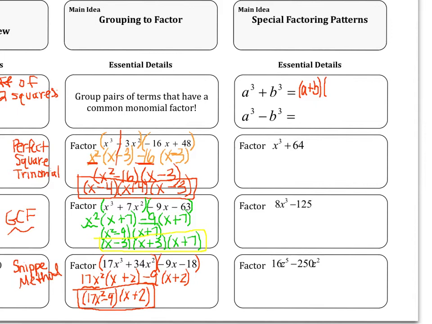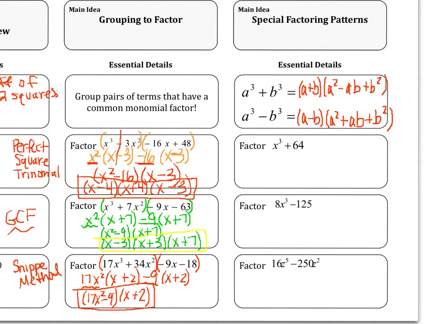that quantity, times the quantity a squared minus ab plus b squared. And if I have the difference, so a cubed minus b cubed, that can factor into a minus b times the quantity a squared plus ab plus b squared.